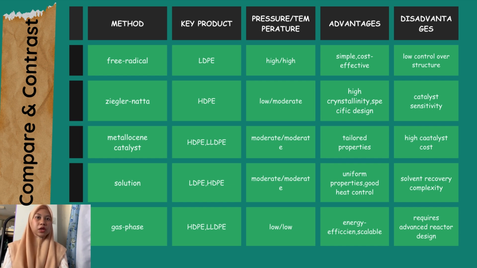Metallocene catalyst, HDPE and LLDPE. Pressure and temperature moderate and moderate. Advantages: tailored properties. Disadvantages: high catalyst cost. For solution, the key product is LDPE and HDPE. The pressure and temperature moderate, and advantages: uniform properties, good heat control. For disadvantages, solvent recovery adds complexity.